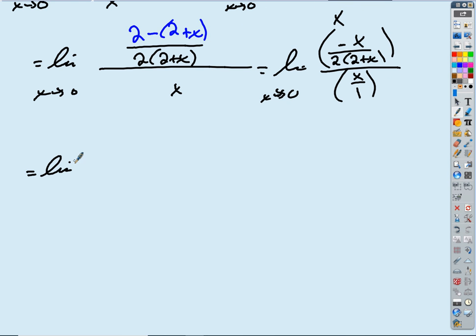So that's going to give us negative x over 2 times 2 plus x times the reciprocal of the bottom, which is 1 over x. And what do you know? It's factored. The x's are going to cancel, aren't they? Right? And then we'll be able to evaluate directly when those x's cancel. Okay? See the point?